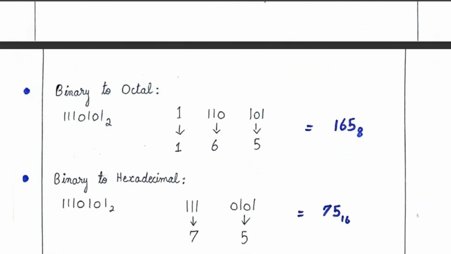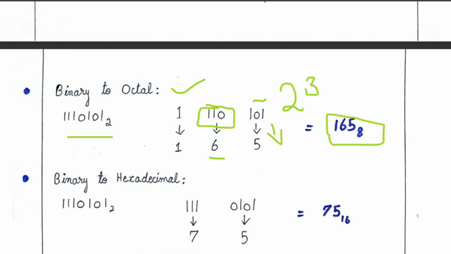In the binary to octal conversion, we divide the binary number into groups of 3, because the octal number has a base of 2 to the power of 3. So we convert it into groups of 3 and convert each group into its decimal value. In this case, 101 is the binary of decimal number 5. 110 is the binary of decimal number 6 and 1, so we write it as 165 with base 8 because it is an octal number.